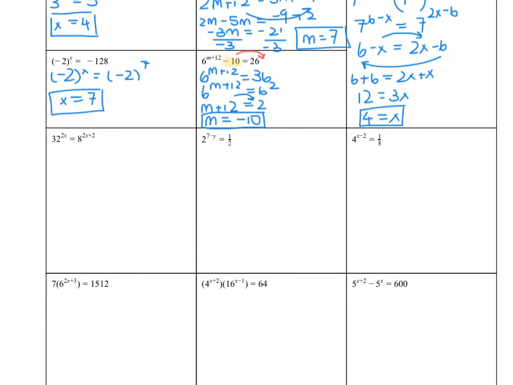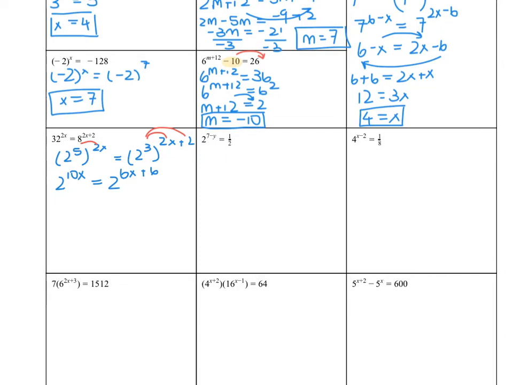So 32, I can write it as 2 to the power of 5, and then all to the power of 2x. And 8, I can write as 2 to the power of 3, and then all to the power of 2x plus 2. Now I have to do my little distribution here where I multiply 5 by 2x and I distribute 3 into that binomial. I'm doing my power rule here. So that I have 2 to the power of 10x equals 2 to the power of 6x plus 6. Make sure you are distributing that 3 into both terms.